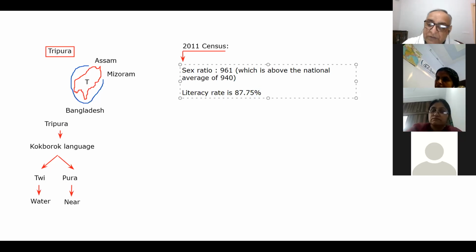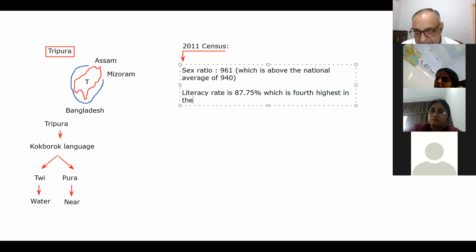87.75%, which is the fourth highest in the state. This literacy rate is also above the national average, because the national average was 74.04% according to the 2011 census. So, which is the fourth highest in the country, right?